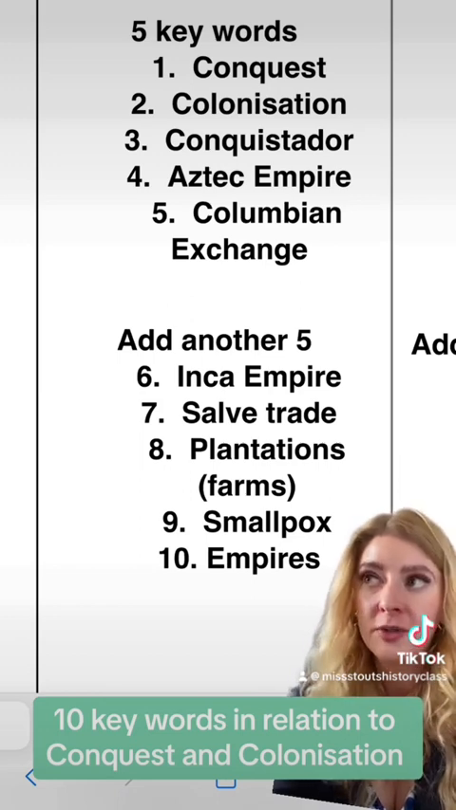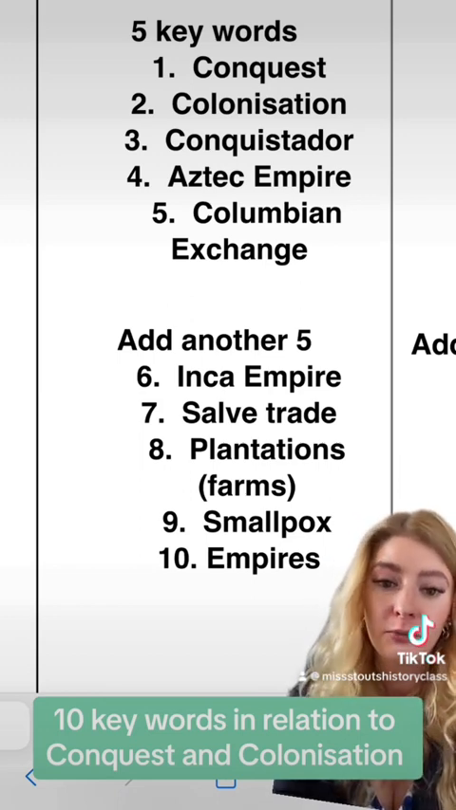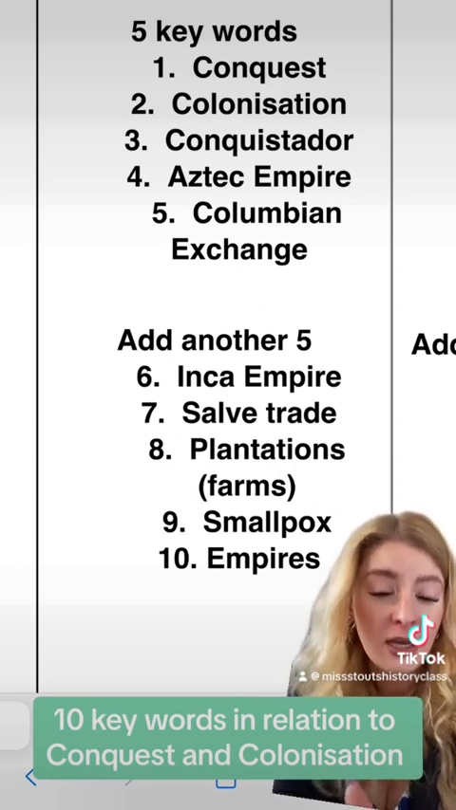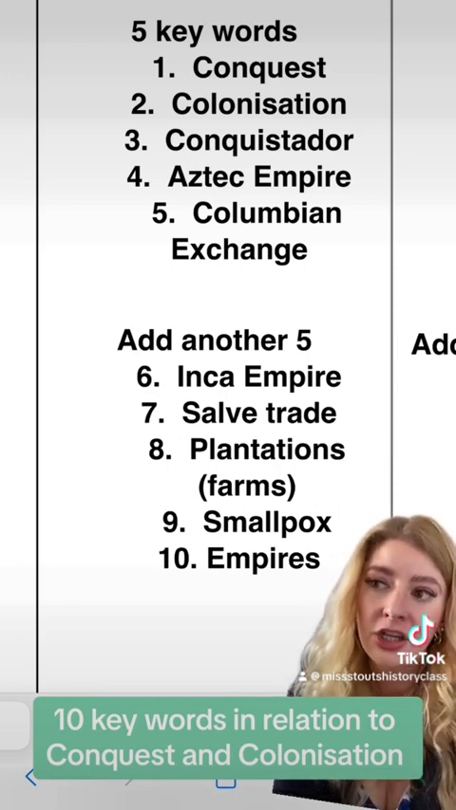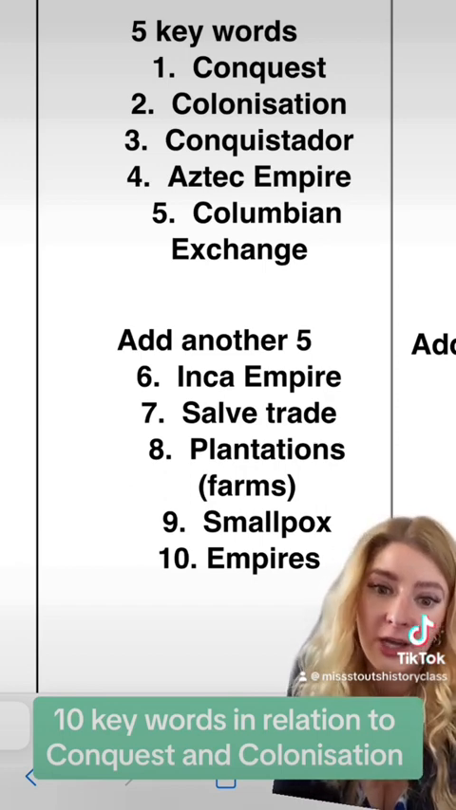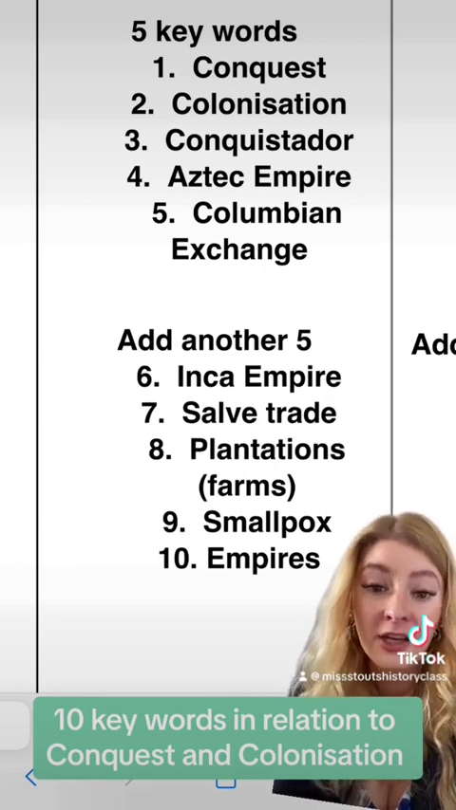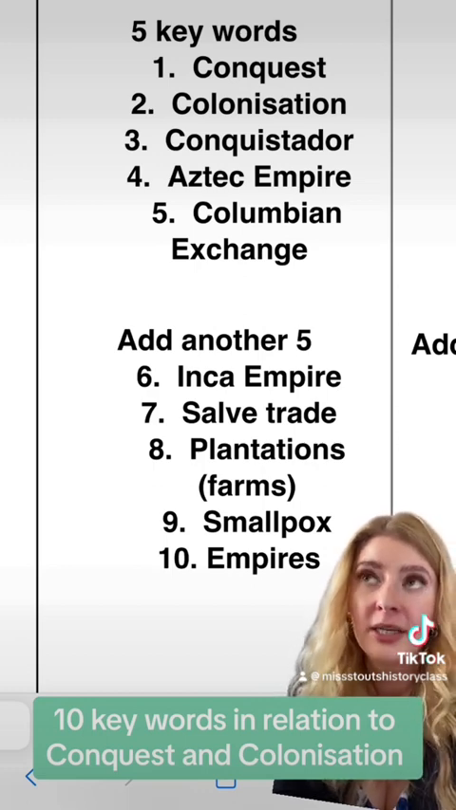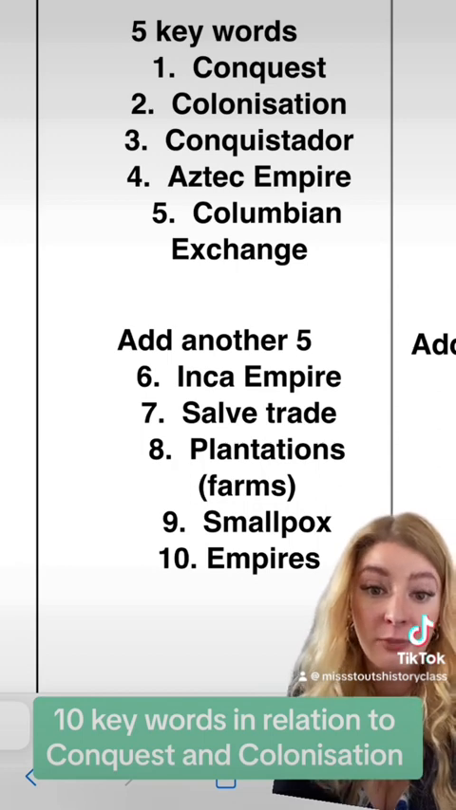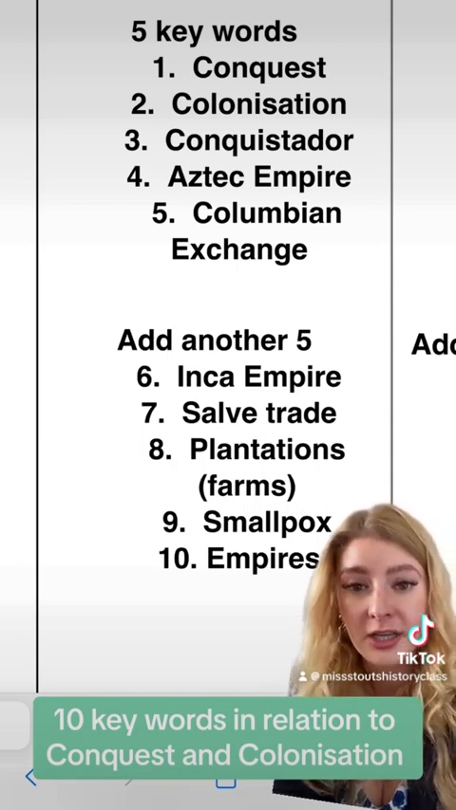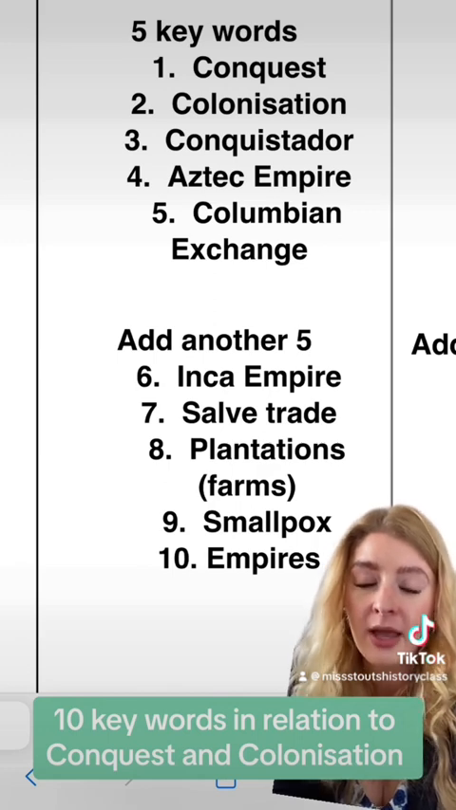But anyway, conquest means to take over by force. Colonisation is when you have conquered the initial territory and now you're sending your people over to live there. They're creating new towns and villages. They're introducing their language, culture, customs, and way of life, usually meaning the destruction of native or indigenous peoples, communities, and their way of life.